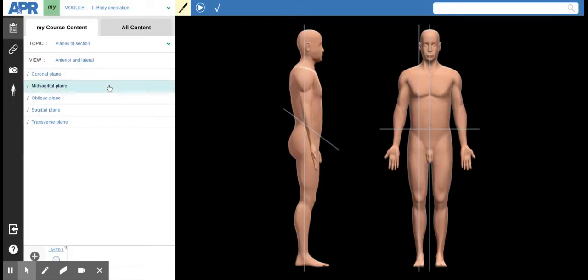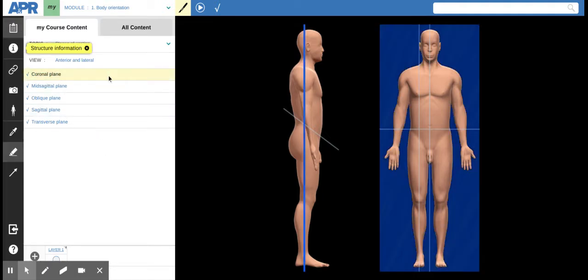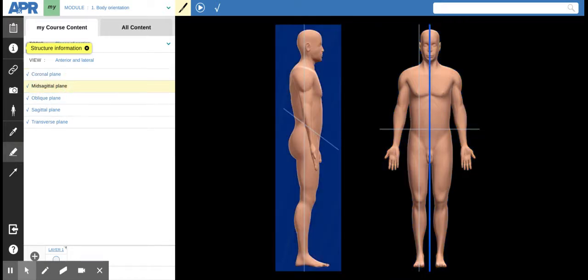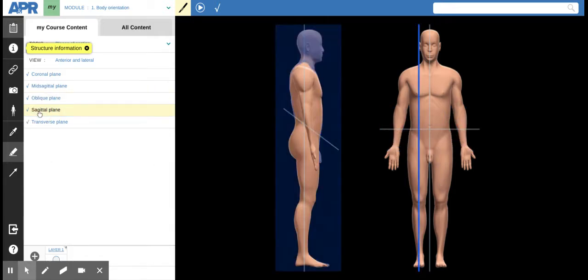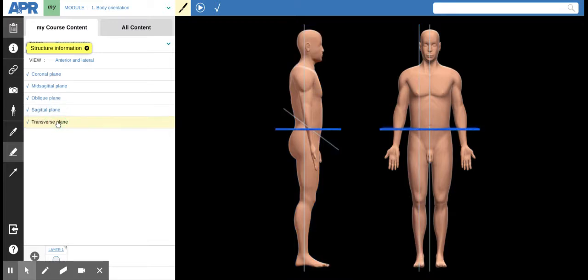If we then change to our sections, we can see our coronal plane cutting through like the crown of the head. We can see the mid-sagittal plane cutting directly between the eyes down the middle of the body. The oblique plane anywhere on the body cutting at an angle. The sagittal plane is just cutting any up and down, but just not in the middle. And then the transverse plane cutting like a top half and a bottom half.